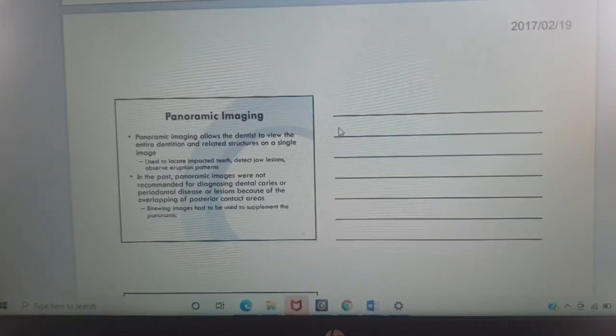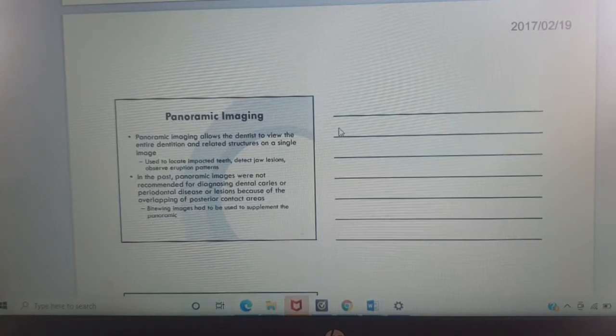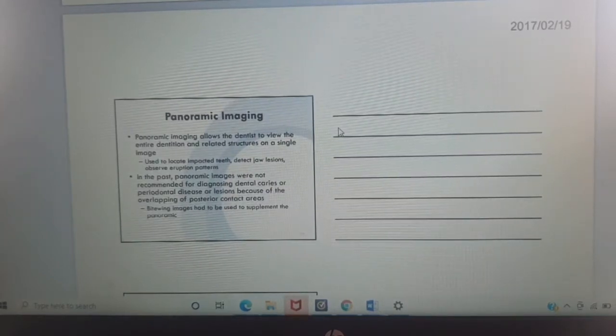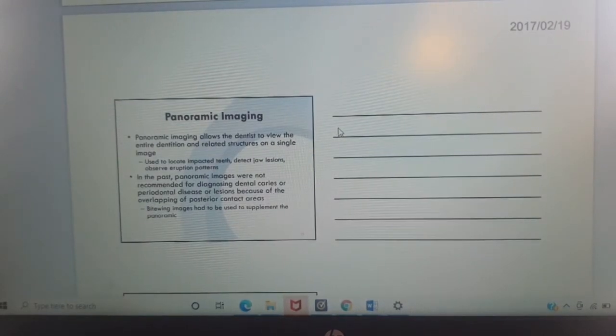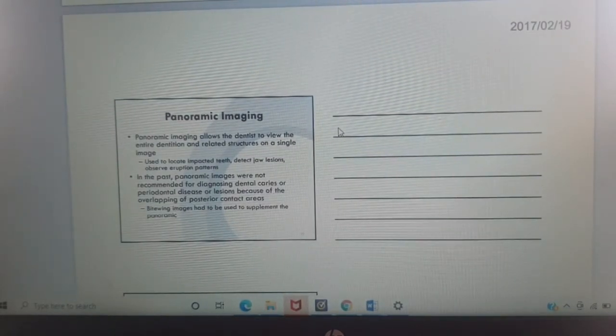In the past, panoramic images were not recommended for diagnosing dental caries. This is still relevant. We do prefer periapicals as opposed to panoramic images, as well as in terms of just avoiding an unnecessarily excessive dose of radiation to the patient, okay? Or periodontal disease, lesions, because of overlapping of posterior contact areas.